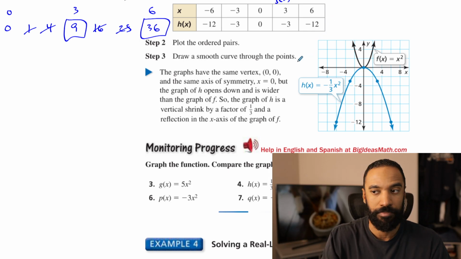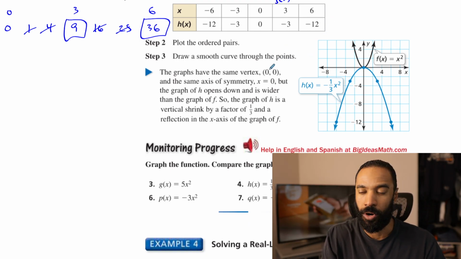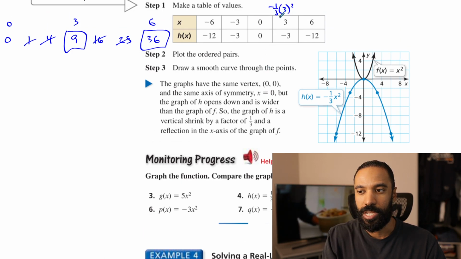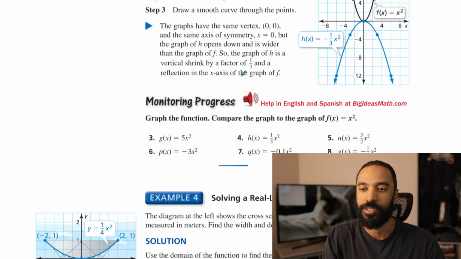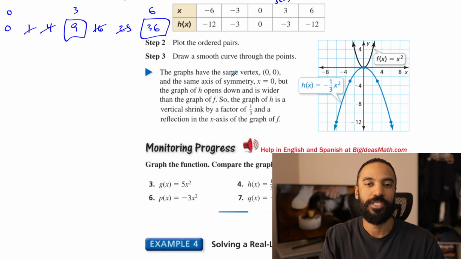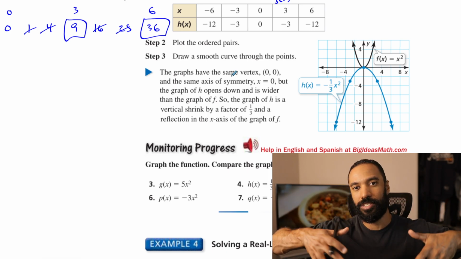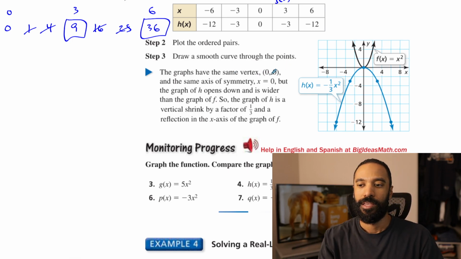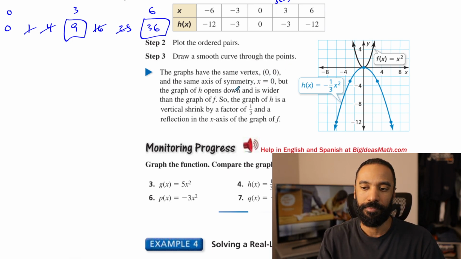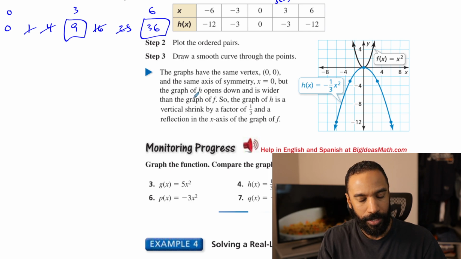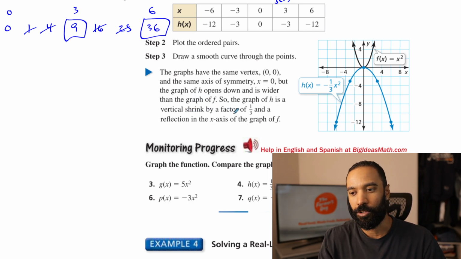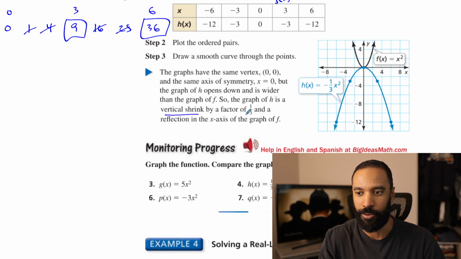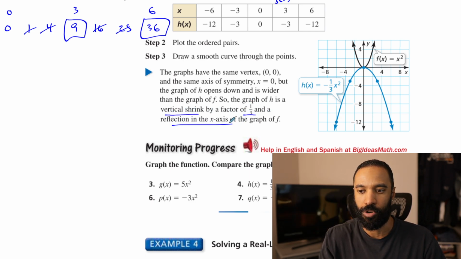And that's something that you either want to pick up from me or use a table. If you use a table, keep in mind your order of operations. Now, what's different with this thing? There is reflection over the x-axis, and there is a vertical compression by a factor of 1/3. Let's see how they said it. Same vertex, same axis of symmetry, great. Opens down, is wider, or vertically compressed. They said vertical shrink by a factor of 1/3 and a reflection in the x-axis. So those are the two things I'd say. Vertical compression by 1/3, reflection over x-axis.